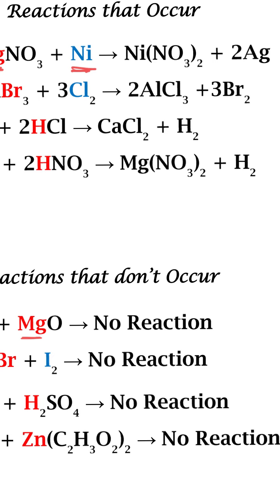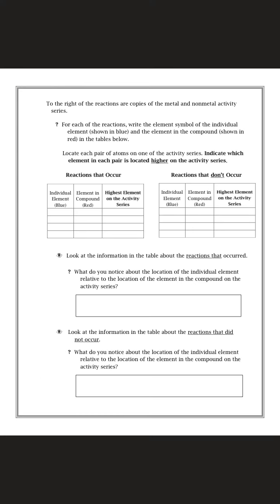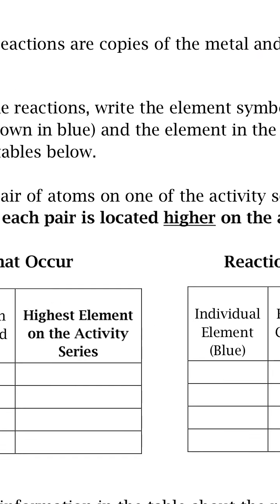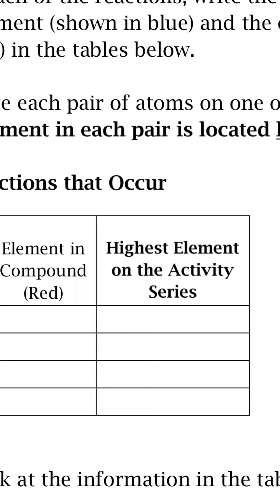With your chart done, you're going to answer the next three questions that are based on the chart. It says for each of the reactions, write down the element symbol of the individual element, the one that's shown in blue, and the element in the compound that's going to be shown in red in the tables. So we'll just do the first one. Ni was blue, and Ag was red.